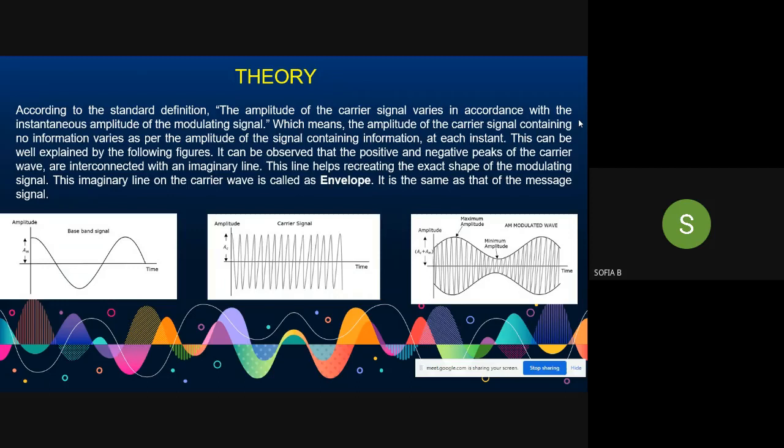It can be observed that the positive and negative peaks of the carrier wave are interconnected with an imaginary line. This line helps recreate the exact shape of the modulating signal. This imaginary line on the carrier wave is called the envelope. It is the same as that of the message signal.